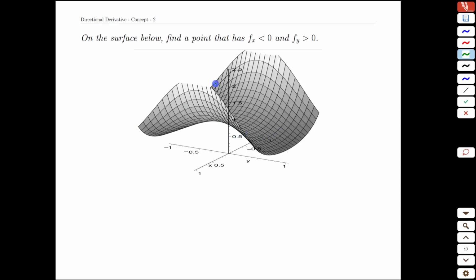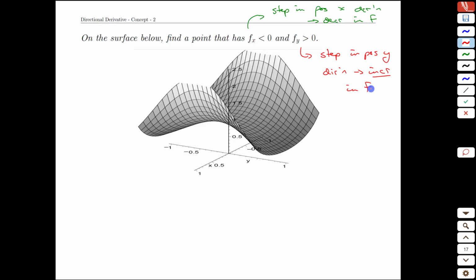Let's imagine looking at this surface here and trying to find a point where the x derivative is negative. And so remembering what that means, a step in the positive x direction leads to a decrease in the function, and the y slope is positive, then a step in the positive y direction leads to an increase in f.